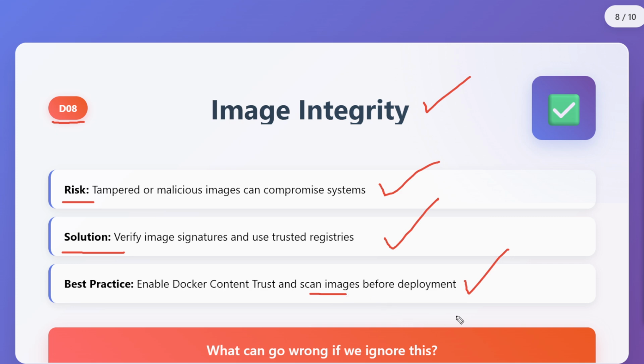Okay, and what can go wrong if we ignore image integrity? There might be unknown, compromised images, a data leak may happen, and that may install some suspicious malware or backdoor activities, and that will basically bring our entire ecosystem into trouble. Okay, so that's all about image integrity.